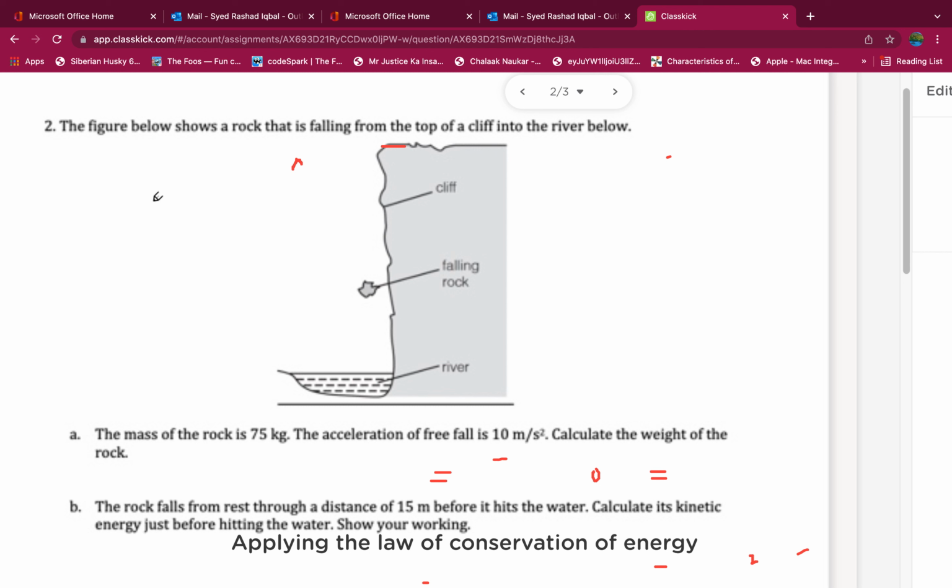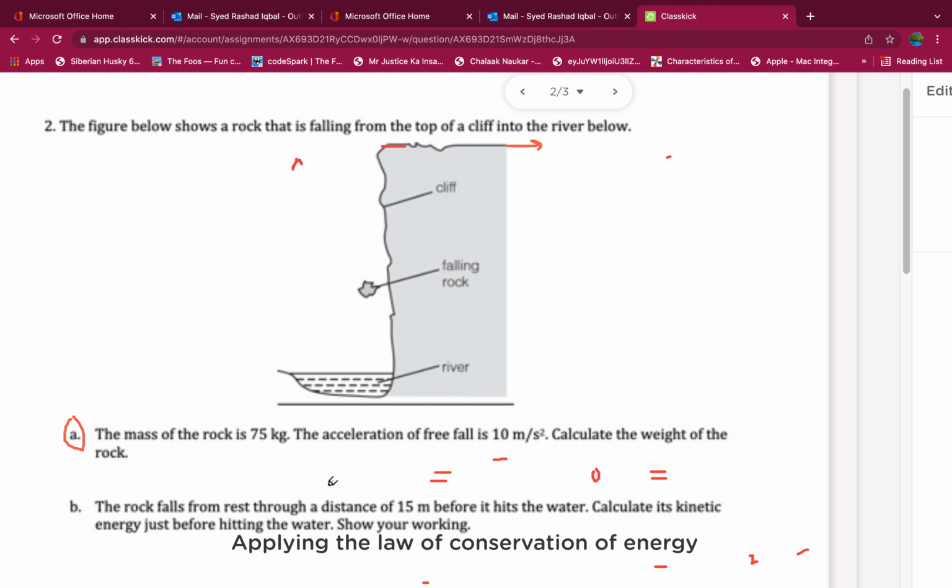Okay, the figure below shows a rock. Can you see this rock? It's falling from the top of the cliff into the river below. Here is a river. It's falling from here. So whenever it is at the top here, what energy will it have? It will have gravitational potential energy. The mass of the rock is 75 kg. The acceleration of free fall is 10 meter per second squared. I am reading the A part.